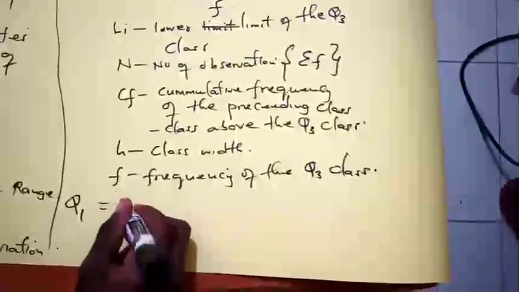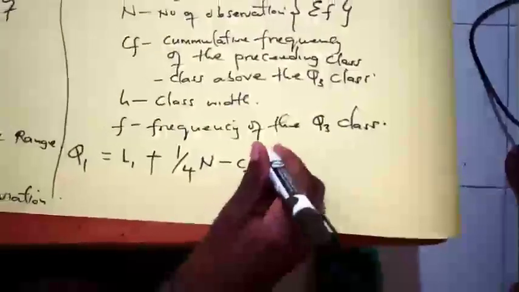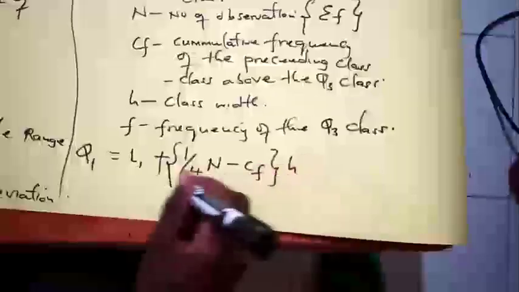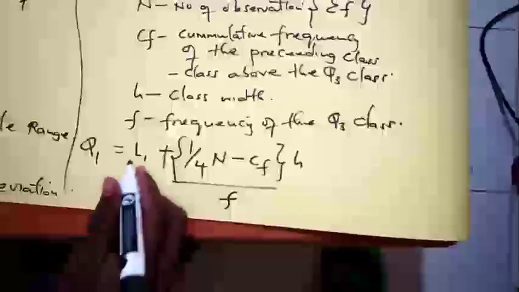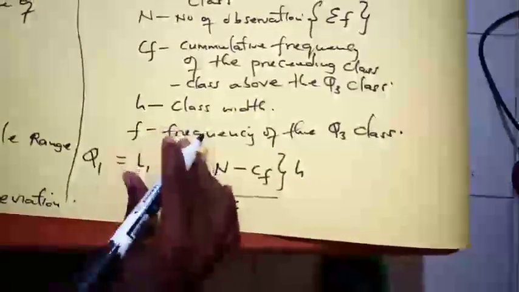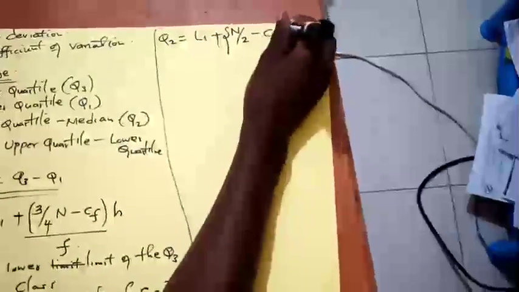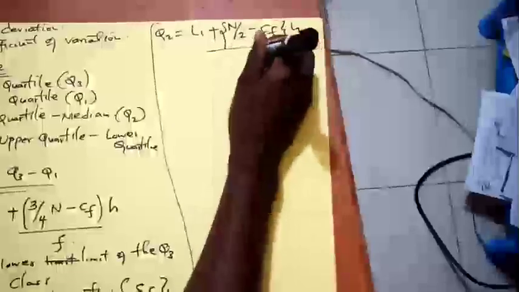How do we go about Q1? Q1, we go about it L1 plus (1/4 n minus CF), we multiply by H, then we divide by F. So the denotations L1, N, CF, H, and F, they remain the same. And then somebody can ask about Q2, the median. Let me make you remember, we used to do N over 2 minus CF times H over F, and this one doesn't include L1.